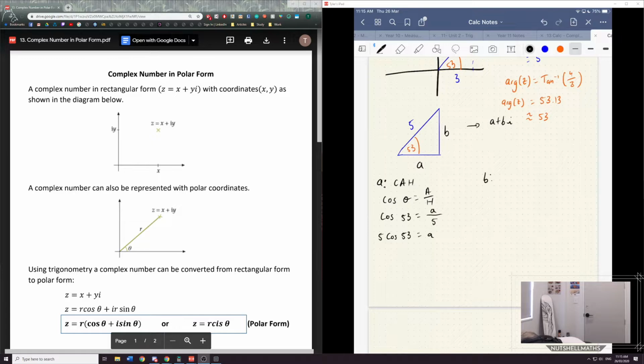Right? 5 cos 53 is A. Let's look at B, please. Now B is going to be SOH, and we're going to use sine theta equals O over H.